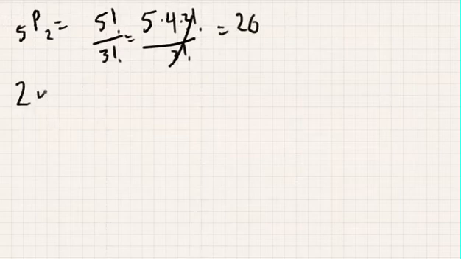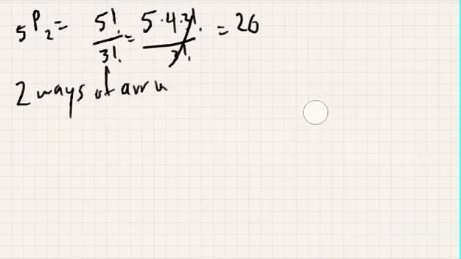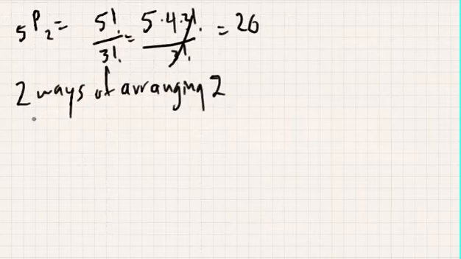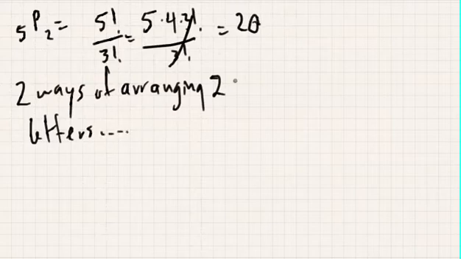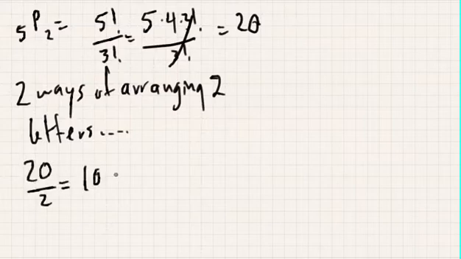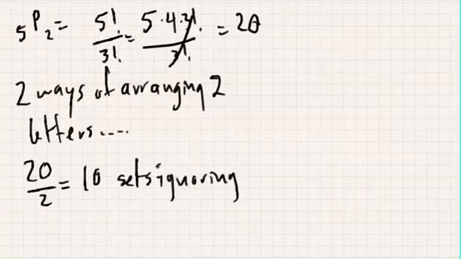But there are two ways of arranging two letters. So I have to divide 20 by the two different ways that I can arrange each letter. So 20 over 2 gives me 10, which is just the number of sets, ignoring the order that we might have chosen the letters in.